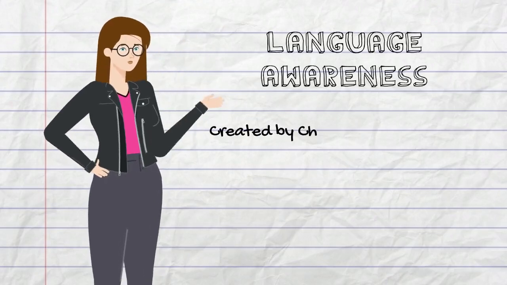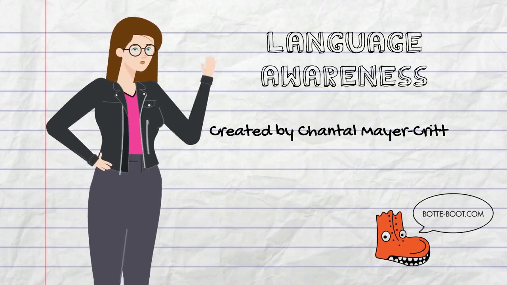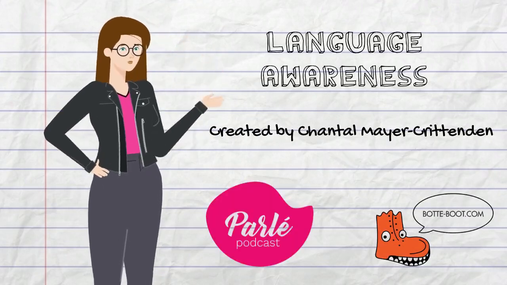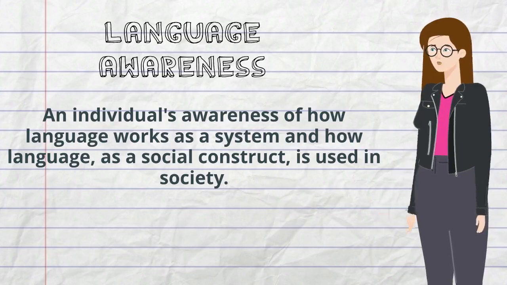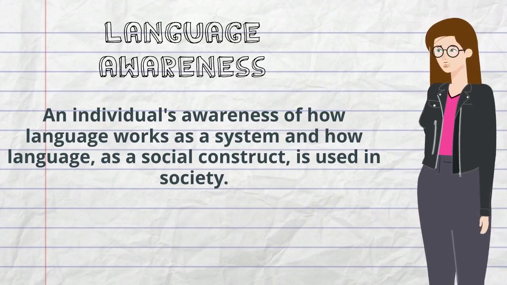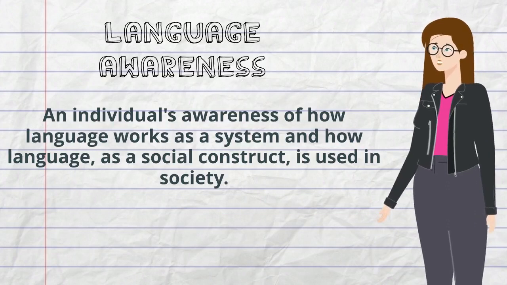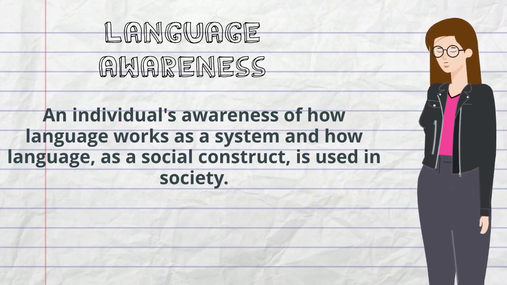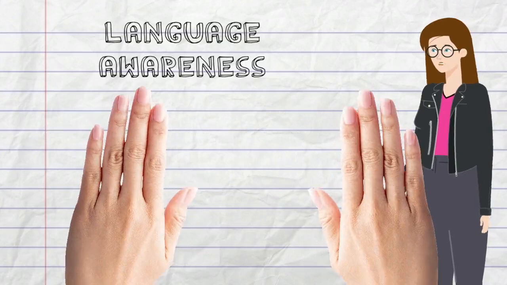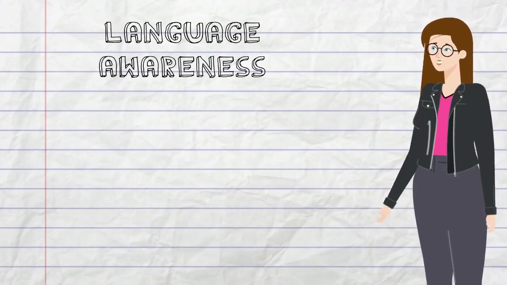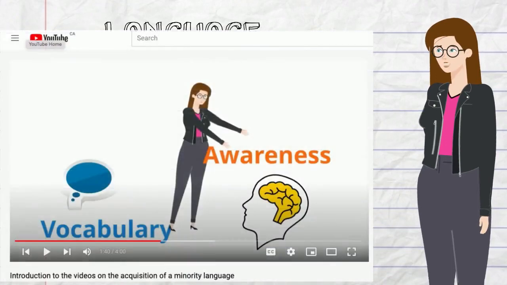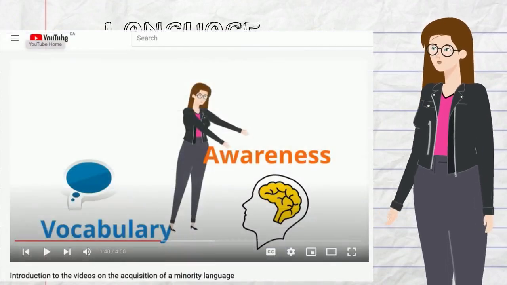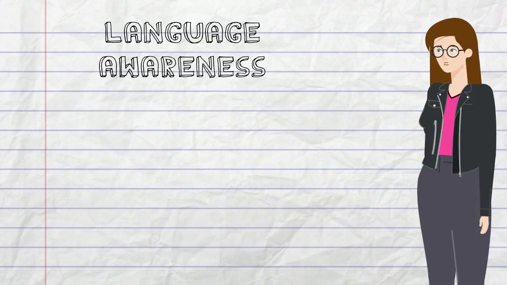This video will be about language awareness and how it can help children learn languages. What is language awareness? It's an individual's awareness of how language works as a system and how language as a social construct is used in society. Language awareness is the third component to the two essential elements of minority language acquisition mentioned in the introductory video, vocabulary and language awareness.